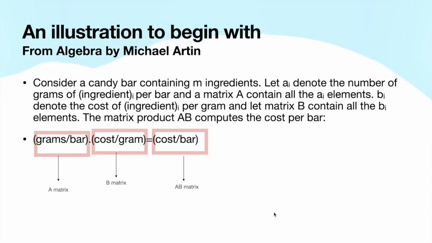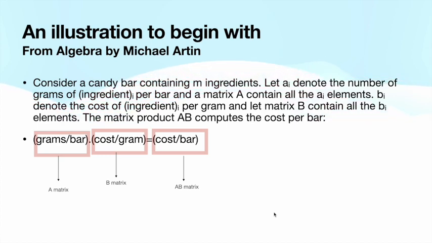So what is a matrix? For that, here is an illustration from the book Algebra by Michael Artin. We are considering the case where a candy bar has m ingredients. Let Ai denote the number of grams of ingredient i per bar, and matrix A contains all the Ai elements. Bi denotes the cost of ingredient i per gram, and matrix B contains all the Bi elements. The matrix product AB computes the cost per bar, that is, grams per bar multiplied by cost per gram is equal to cost per bar.